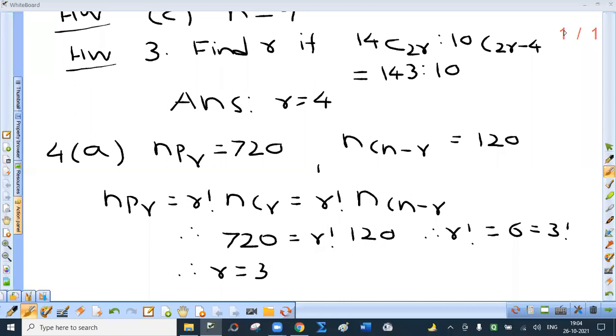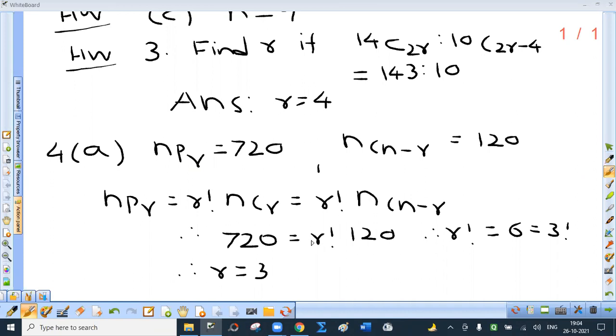Fourth A, find n and r if nPr is 720 and nC(n minus r) is 120. You should know the relation between nPr and nCr. What is nPr? It is r factorial into nCr, that is r factorial into nC(n minus r). Why? Complementary combinations. So 720 is r factorial into 120.